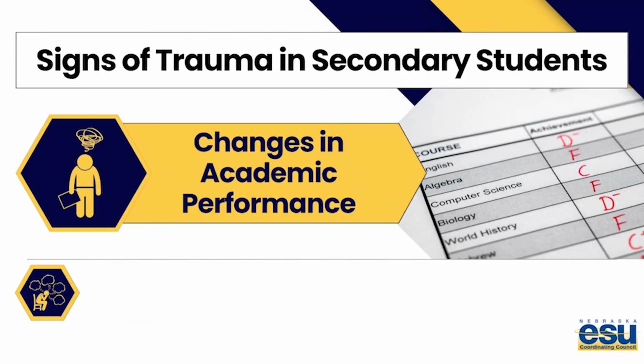Changes in academic performance. Next, be mindful of changes in academic performance. Students dealing with trauma may find it harder to concentrate, stay organized, or remember things. These difficulties can result in slipping grades, even when the student is trying.